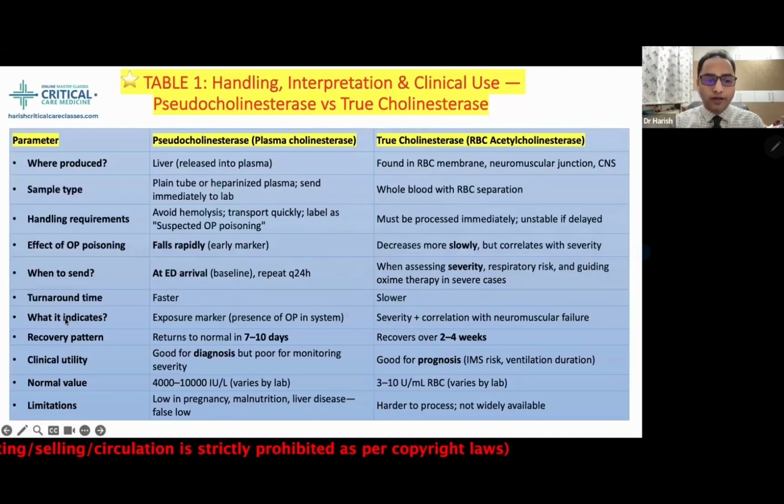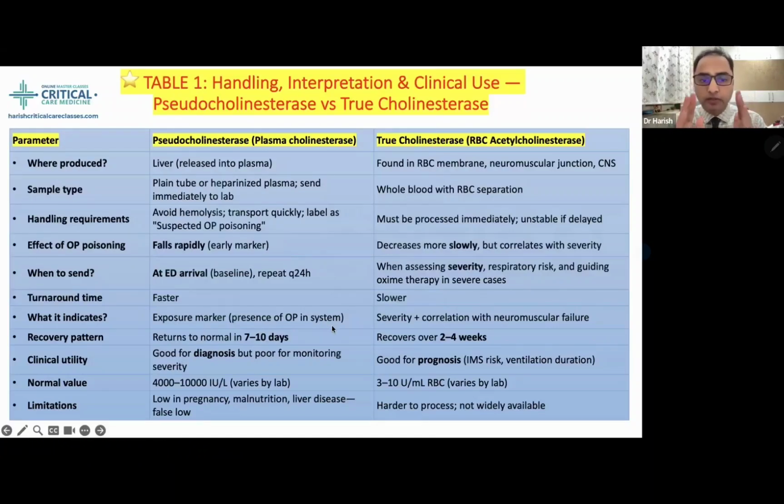So what it indicates: a low pseudocholinesterase level is the exposure marker, the presence of OP in the system. It tells about whether the patient has been exposed to OP or not. So there the decrease in pseudocholinesterase will be there. True cholinesterase tells about the severity and correlation with neuromuscular failure. So this is your Viva question.